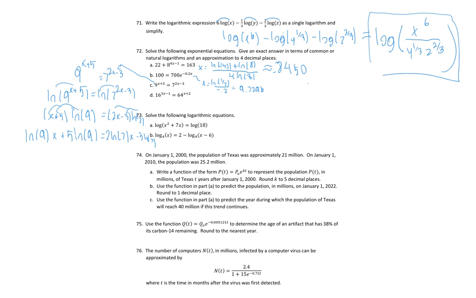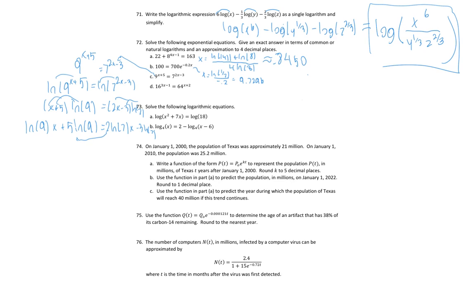I'm going to group all my x's on one side, so I'll subtract this over, and all my non-x's on the other, so I'll have ln of 9 times x minus 2 ln of 7 times x equals minus 5 ln of 9 minus 3 ln of 7. And if you want to put the x's on the other side and the other stuff on the other, you can switch the sides. You'll get the same answer either way.